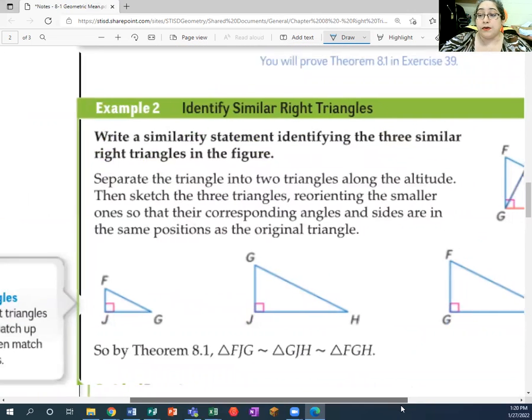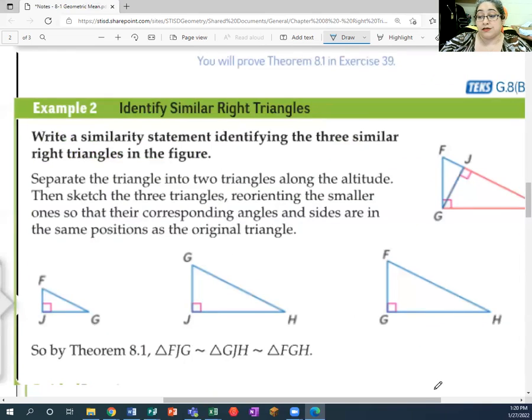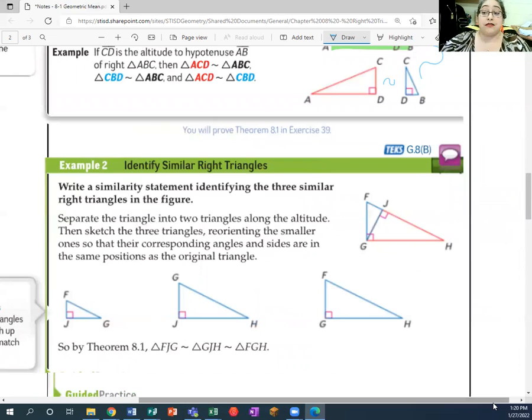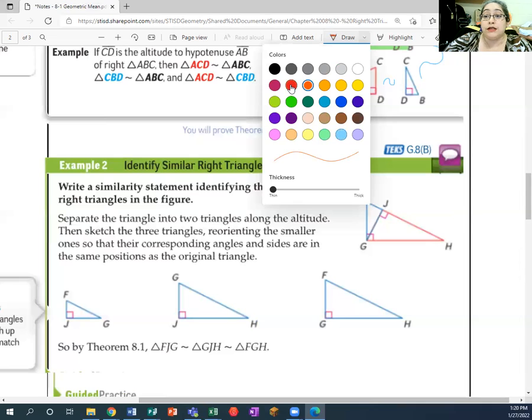In order to help us identify those three similar triangles, the easiest thing for me to do is to draw out the three triangles that I see. All right, I'm going to look right here. I have this itty bitty little triangle on the left side of the altitude. And so we're going to write it right here. So there's triangle FJG. And then we're going to draw this triangle here on the right, which we've drawn in red. Let me go ahead and trace this over in red just to make it a little easier to see. Here's triangle GJH.